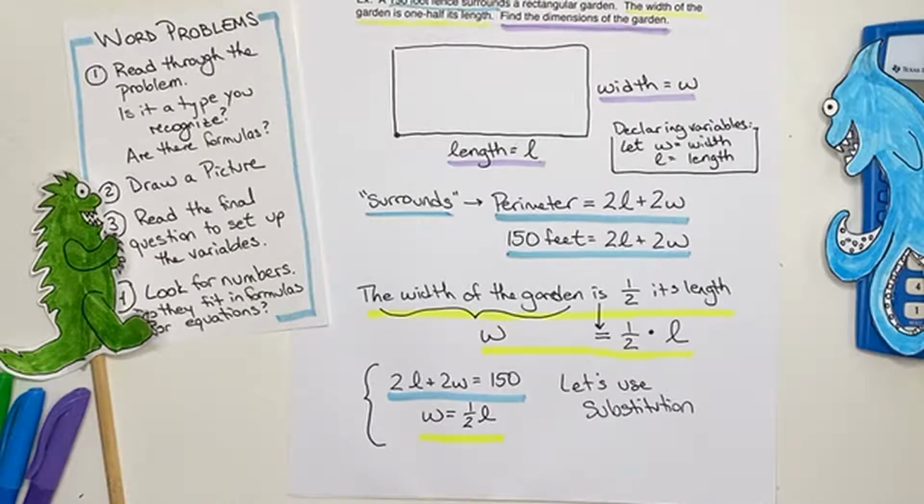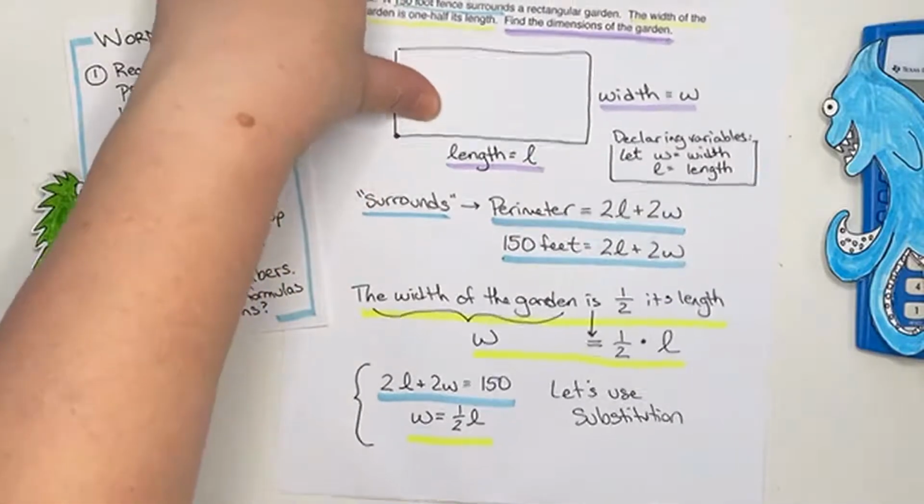Could I use elimination here? Yes, I absolutely could. It would take a little bit of work to set up, but I could do that. Could I use substitution always? A lot of the time you can, yes. Sometimes substitution is a better choice. Sometimes elimination is a better choice. I think in this case, substitution is the way to go.